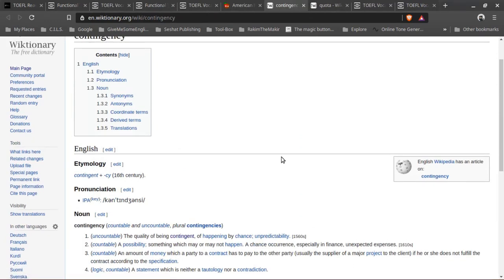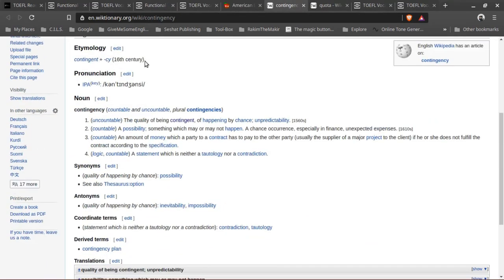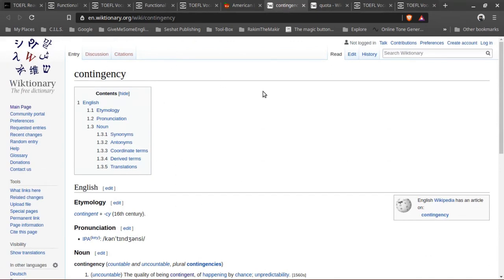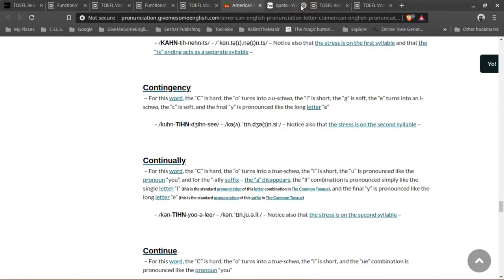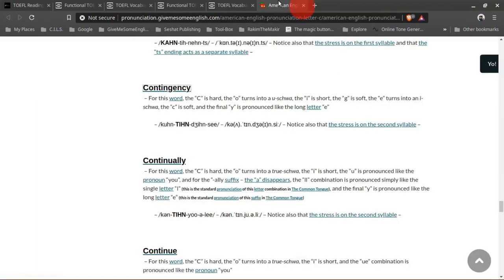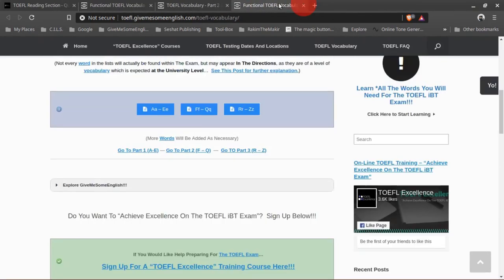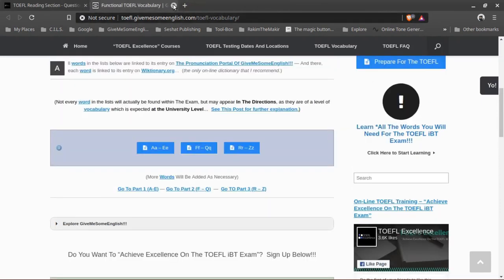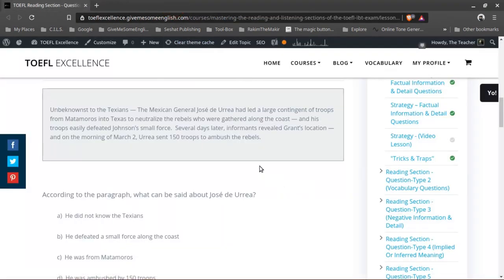This is the best online dictionary. Dictionary.com is not. This is good because it shows you the etymology, where the word comes from. It gives you a lot of extra information, so I highly recommend this. Wikipedia, maybe not the best source of information, but Wiktionary is a good one. So let's get rid of all these now. Okay, that was the TOEFL vocabulary pronunciation database. Oh, it's beautiful. Okay, so that's how you find out about new vocabulary while you're taking the TOEFL Excellence course.